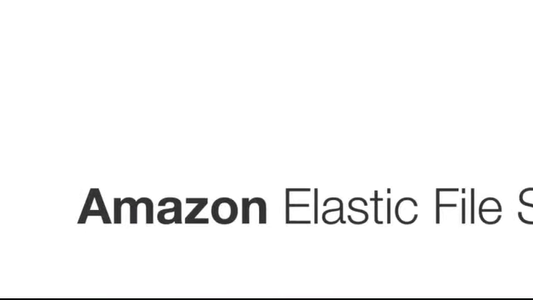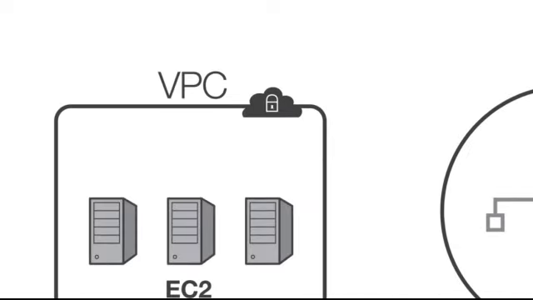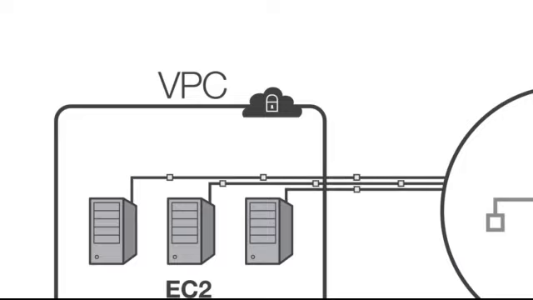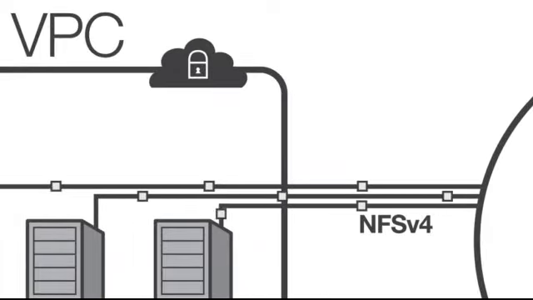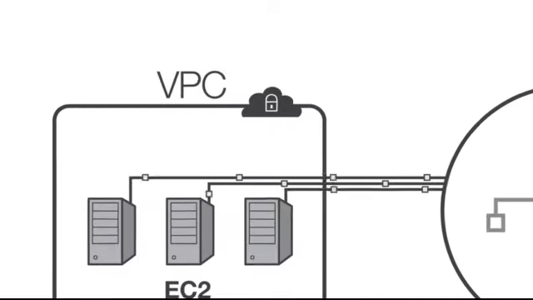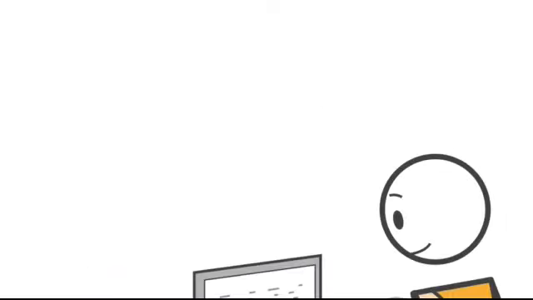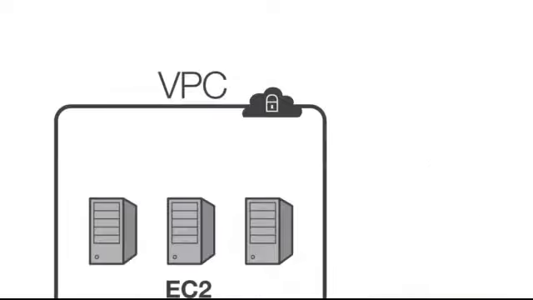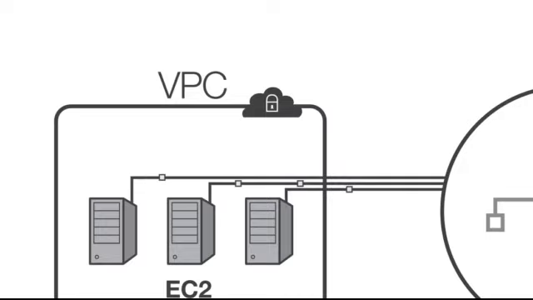Amazon Elastic File System, or Amazon EFS, is a shared file system for use with Amazon EC2. With Amazon EFS, applications running on multiple EC2 instances can access your file system at the same time. And the service uses the industry-standard NFS version 4 file access protocol, so the applications and tools that you use today work seamlessly. It's easy to create an Amazon EFS file system with a few clicks in the AWS Management Console, or by using the AWS SDK or AWS Command Line Interface.